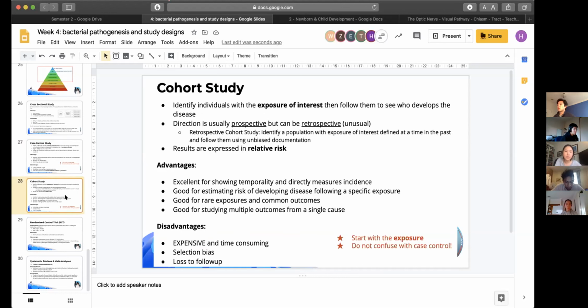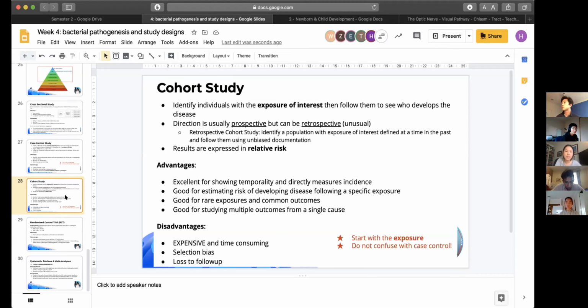So your results will eventually be expressed in a relative risk. So some advantages, it's very good for showing temporality, and it directly measures incidence. Very good for estimating the risk of developing a disease following a specific exposure, because you are starting with the exposure and then seeing whether it will develop into a disease. Very good for rare exposures as well.